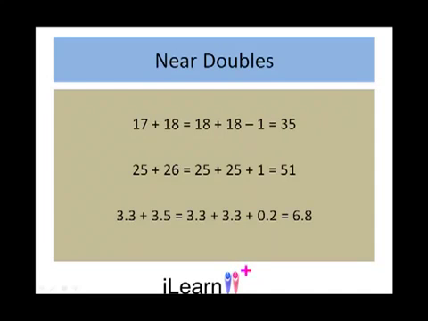When you are adding numbers in your head, another way you might like to try is near doubles. You've probably been doing doubling at school. 17 add 18. That's just like 18 doubled, and then take away 1. 25 add 26 is like saying 25 doubled and then add 1.